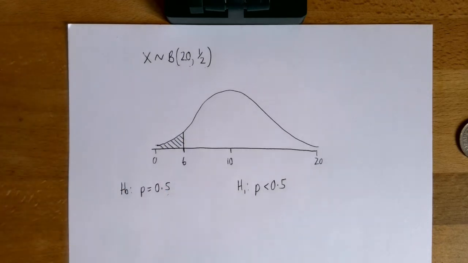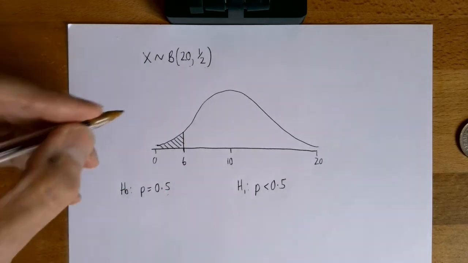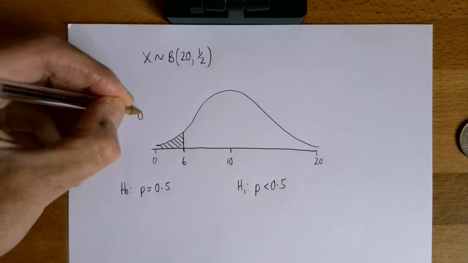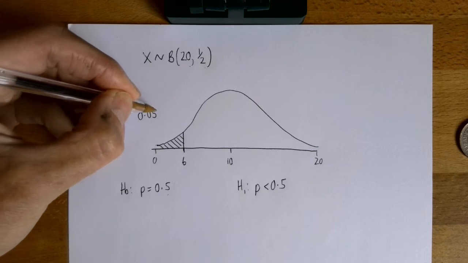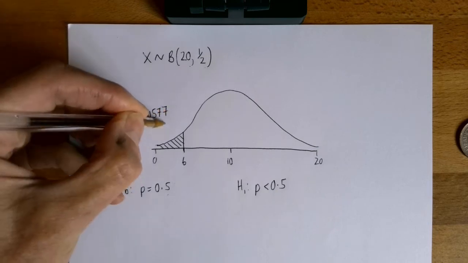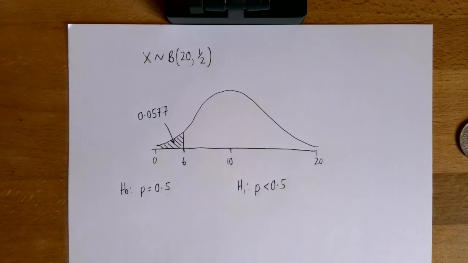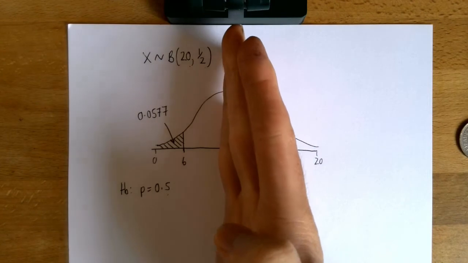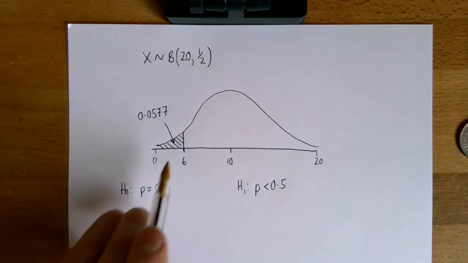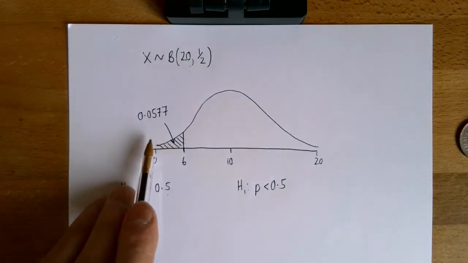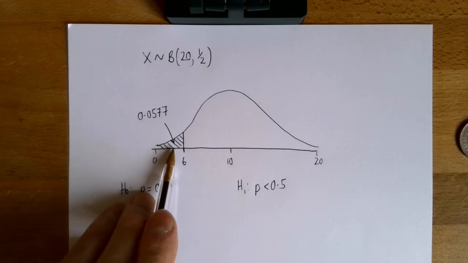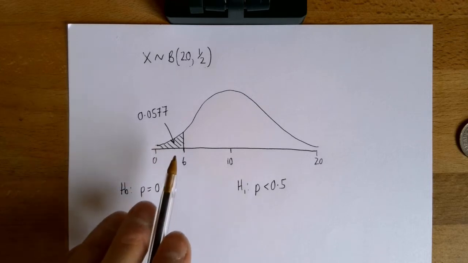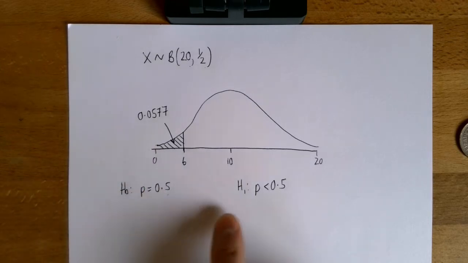So I'm going to do that quickly on my calculator, excuse me, and it comes out as 0.0577 if I round to 4 decimal places. Remember, all of these probabilities add up to 1. So the probability up to 10, that would be a half, 0.5. So this is pretty unlikely. This is a tiny, tiny, tiny number. So it's pretty unlikely.